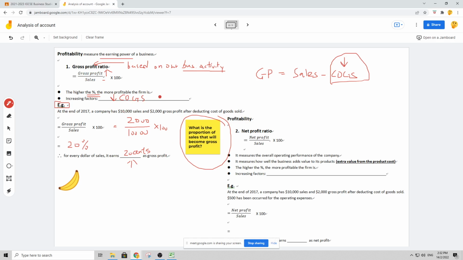In general, if you are able to reduce the cost of goods sold, then your gross profit ratio should go up. There you go. It's just like that. That's simple.